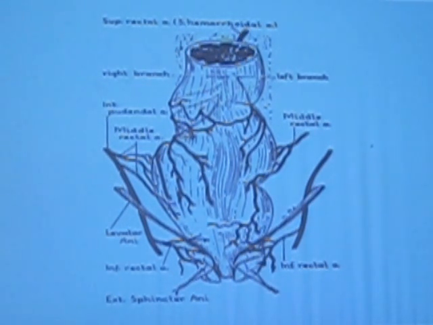Inferior rectal artery is the branch of the pudendal artery. This is the inferior rectal artery, which is coming from the pudendal artery. This is levator ani. Below the levator ani, the pudendal artery gives off a branch to the rectum and the anal canal. This is the inferior rectal artery.